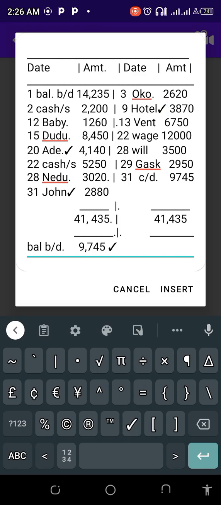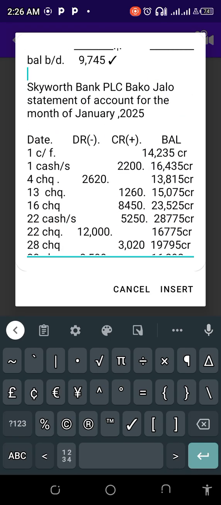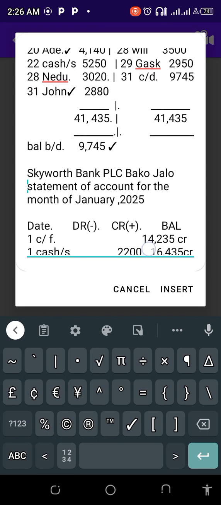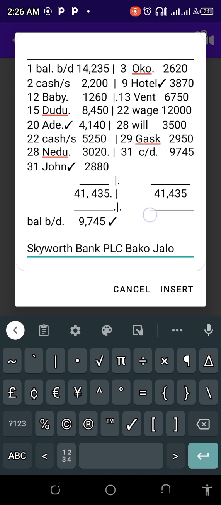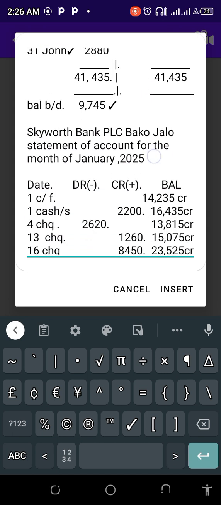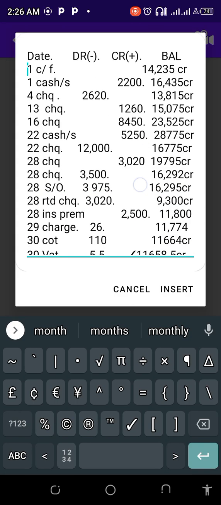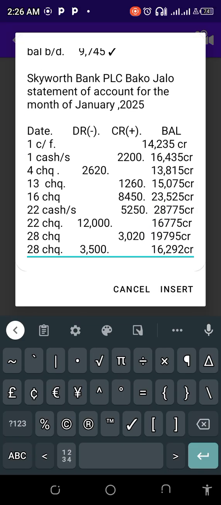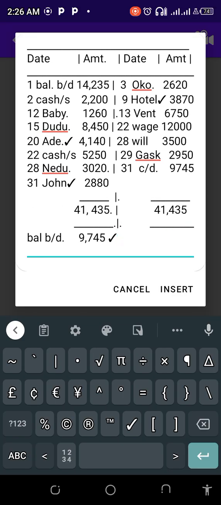Then let us take the next transaction, which is Vent. Vent was paid 6,750 on the 13th. Let us go to that debit side. Vent is not found. Vent is 6,750, and 6,750 is not found at all. So Vent is one of the unpresented checks. It's not found there, and we mark it as such.